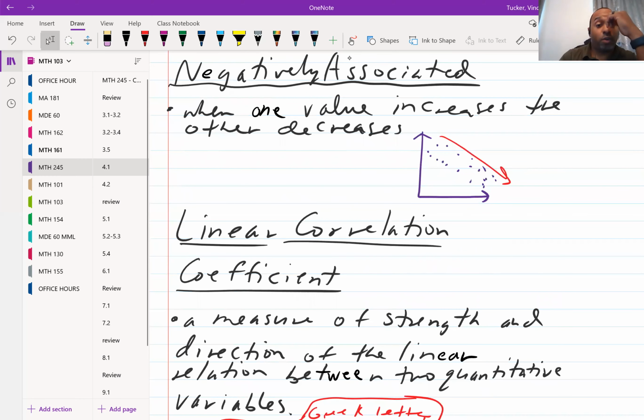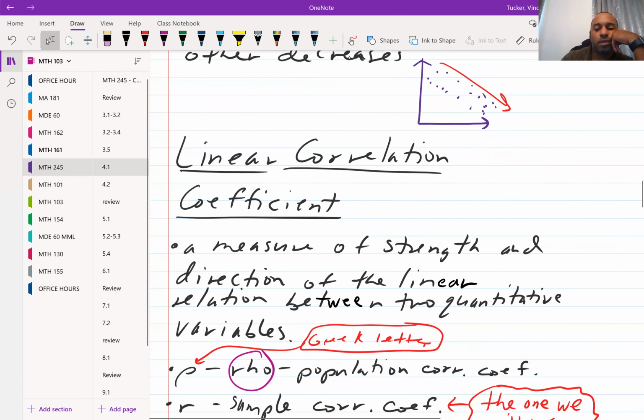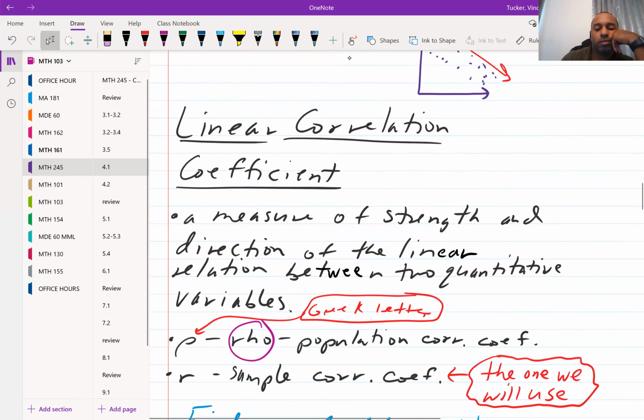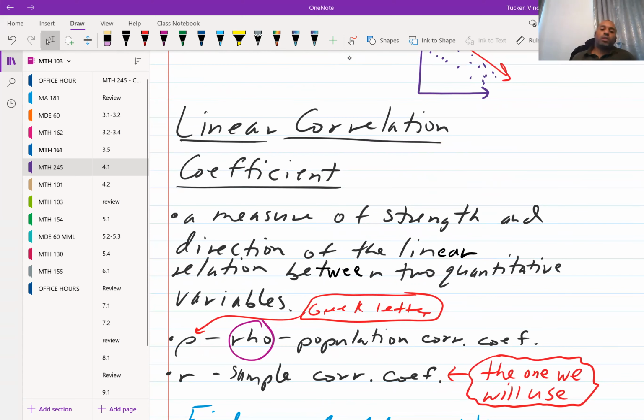All right, next we're looking at the linear correlation coefficient. It's a measure of the strength and direction of the linear relation between two quantitative variables. We have the Greek letter rho right here, which looks kind of like a P. If you watch baseball, the Philadelphia Phillies have a P that's similar to this. That's the Greek letter rho, the population correlation coefficient. Then the regular letter R is your sample correlation coefficient. Notice in red I wrote, this is the one we will use. So we will be using R, the sample correlation coefficient.